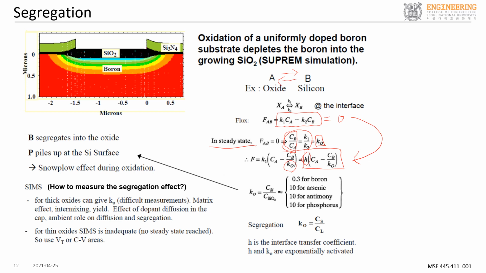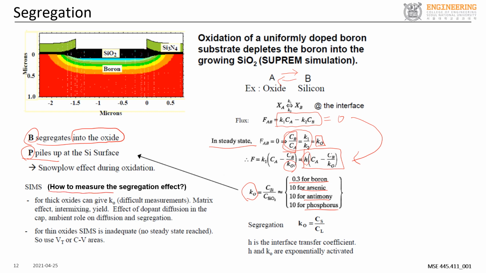So what's the typical K0 value? Again, boron likes the oxide, but for everything else, they like silicon. So boron will segregate into the oxide, but phosphorus and others will pile up in the silicon.